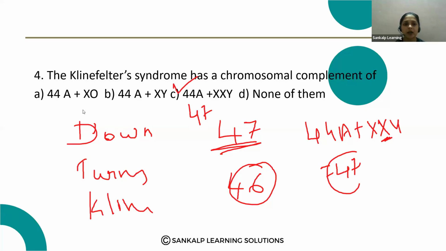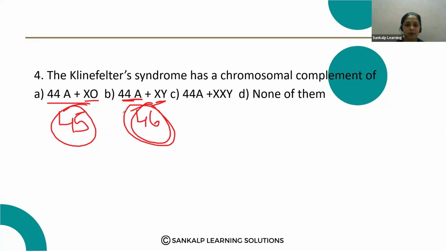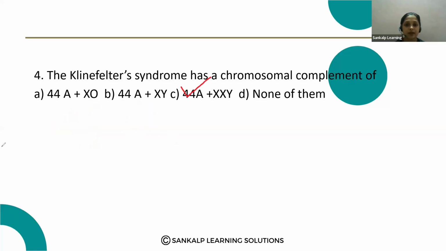Here, 44 plus X0 means the total number of chromosomes is 45. 45 chromosomes is also a disorder, that is Turner syndrome. Here, 44 plus XY chromosomes is the normal one. So this is the normal chromosome number in a human being. So the correct answer is 44 autosomes plus XXY.